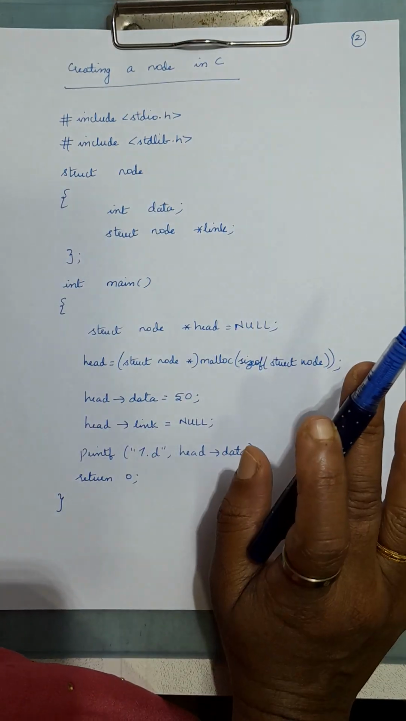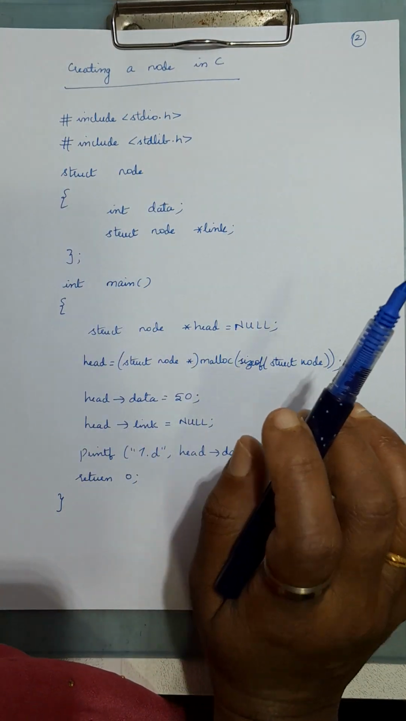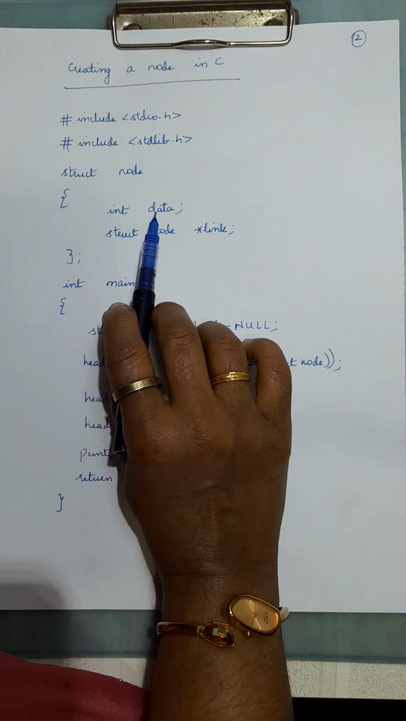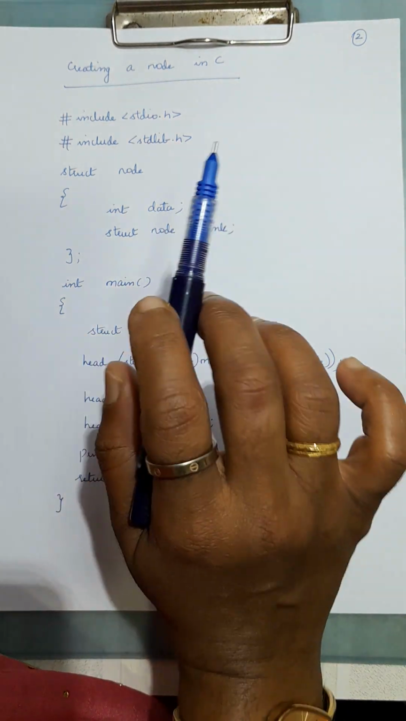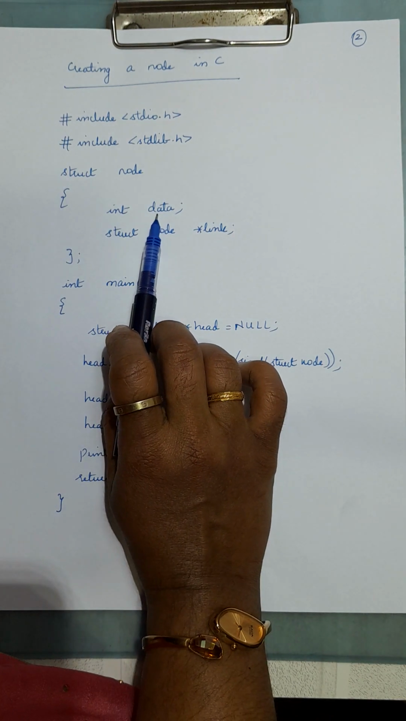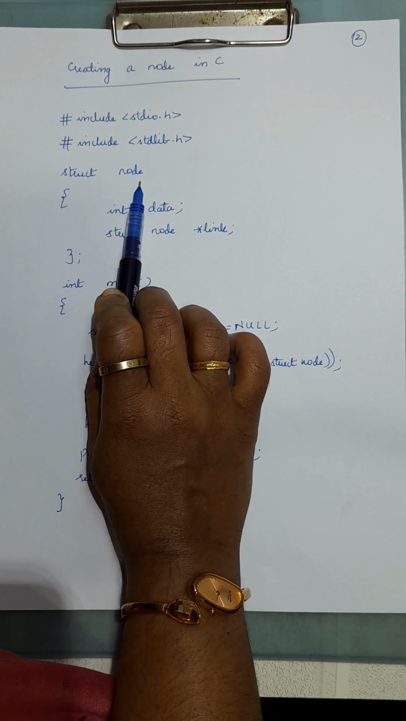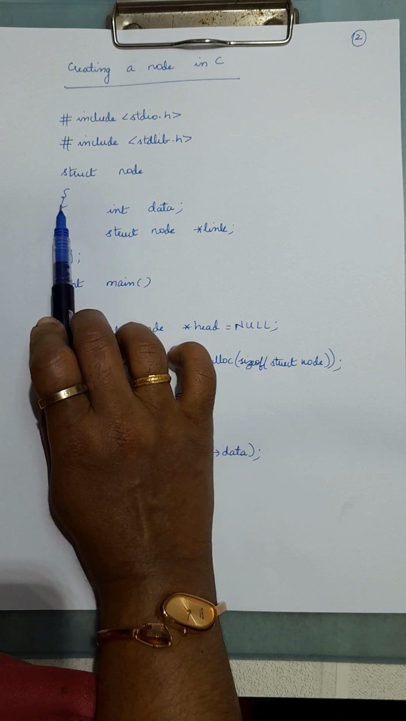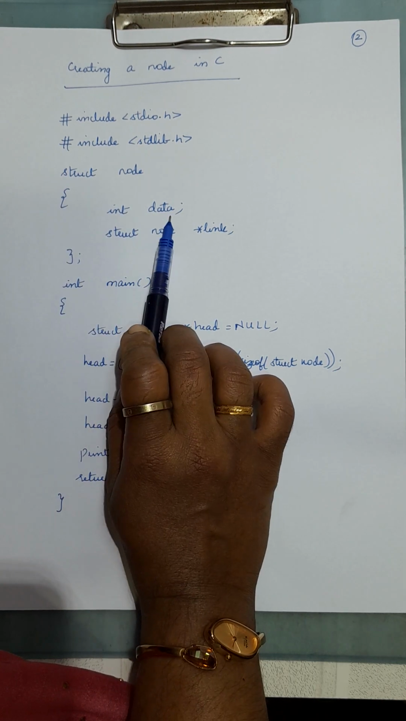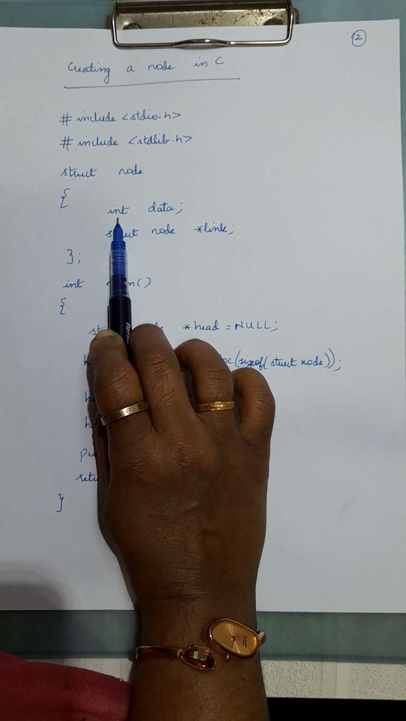So I need to create a node. What did I say? In order to create a node, I should have 2 parts. What are the parts? Data part and the link part. Since I'm going to store only one data, I'll be writing only one data variable here. So struct node, struct is the keyword, and node is the structure name. Any name you can give. Within that, int data. Data is a variable that can hold the integer data type.